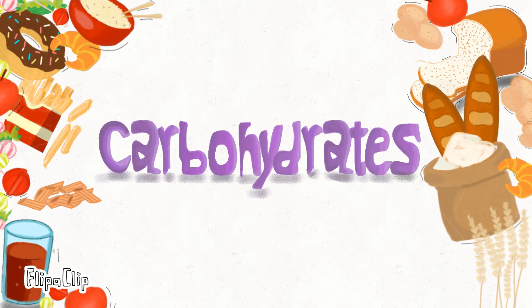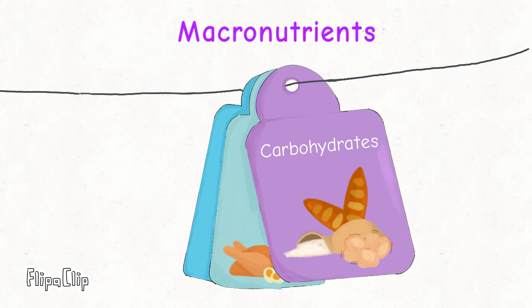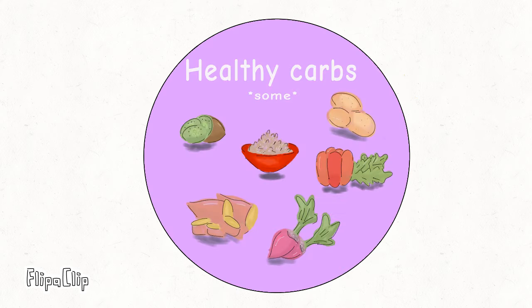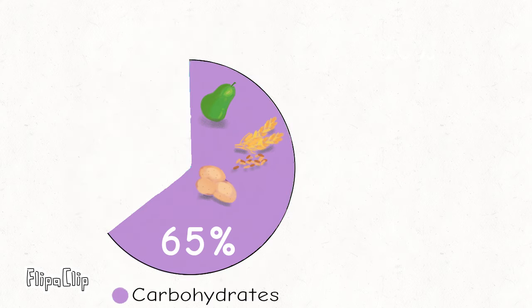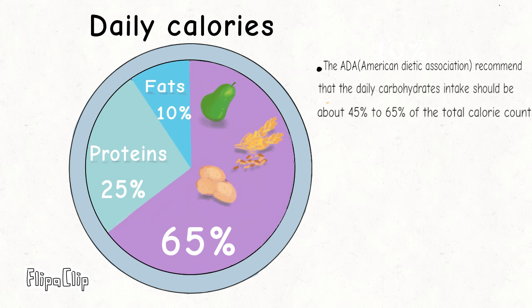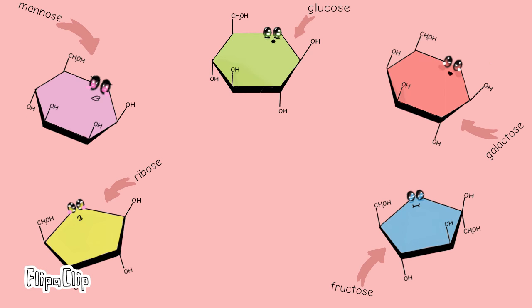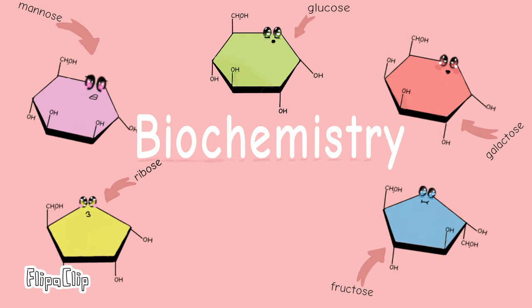Carbohydrates. Carbohydrates are macronutrients that can be found in a myriad of food, both healthy and unhealthy. Generally, we call them sugars. Most dietitians will recommend about 45 to 65% of your daily intake of calories to consist of carbs, or carbohydrates. But for today's video, we'll be focusing on the biochemical aspect of them.